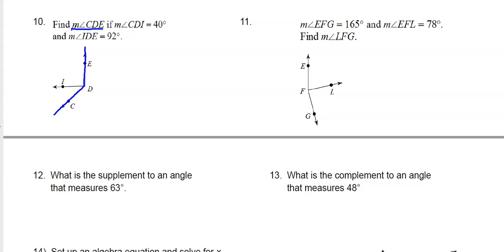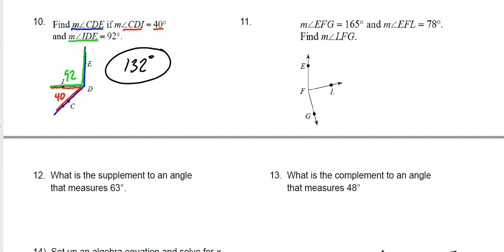But we know the measure of CDI is 40. So CDI, C to D to I, that's that little piece. So you're 40. And I to D to E, it's almost 90. It's 92. So to find the blue angle, you just got to add the other two up. So 40 plus 92 should be 132 degrees.